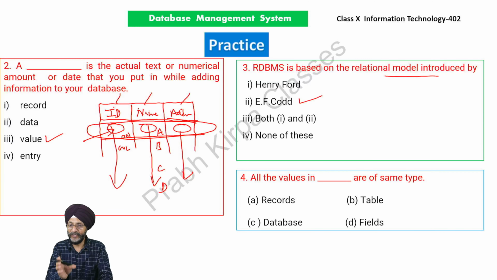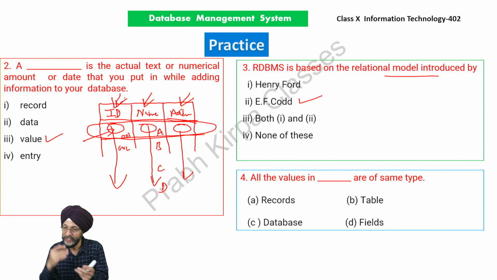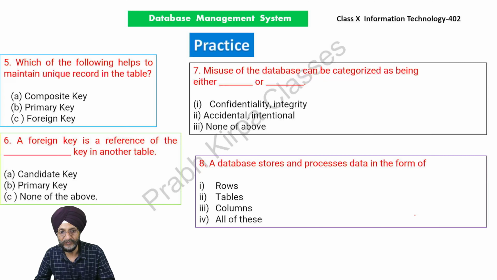Here, all type of information which is being reflected in one particular column or field is of the same type. This type of column will show only addresses of the particular person. It will tell us the name of the particular person. It will tell us the ID of the particular student or employee. So all the information in any one type of column or field is of same type. So answer is all the values in fields are of the same type.